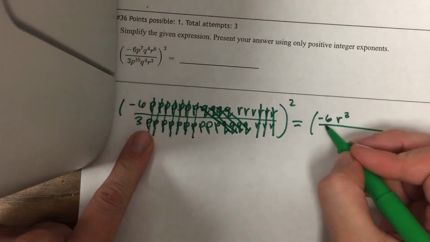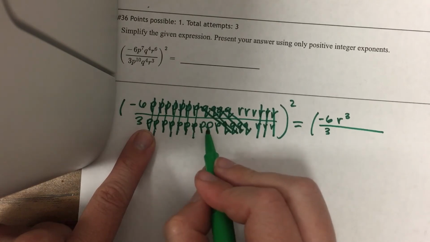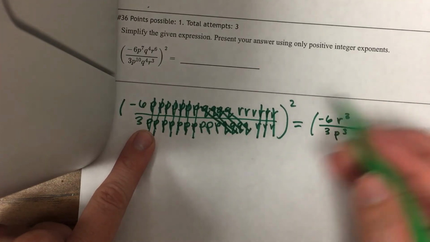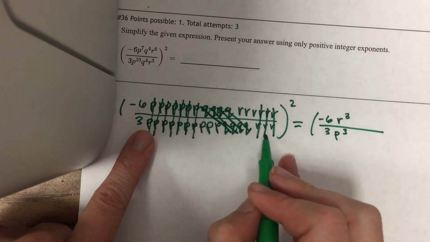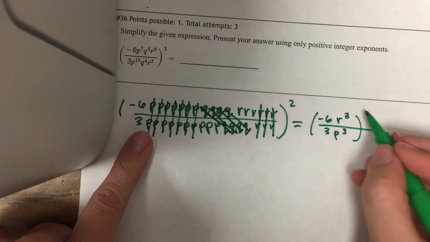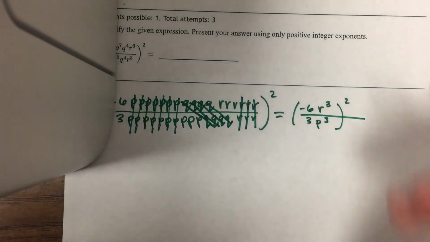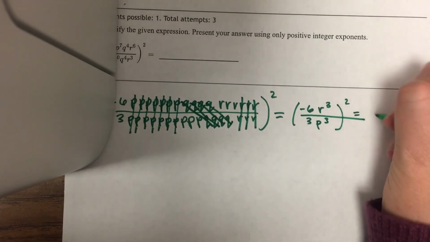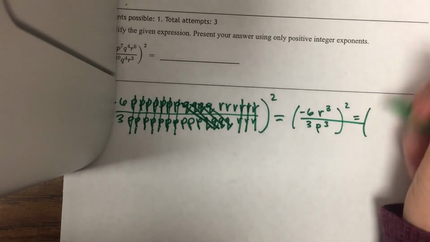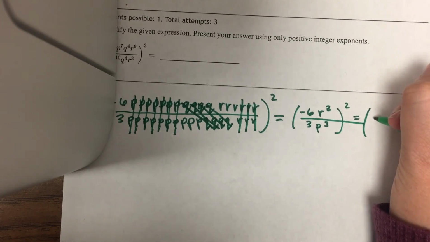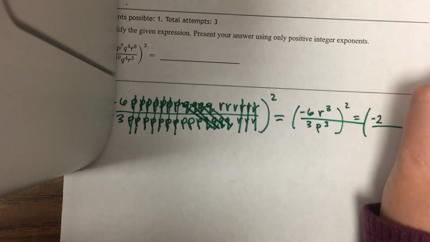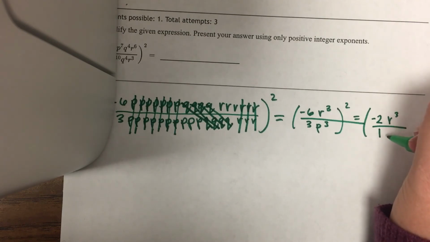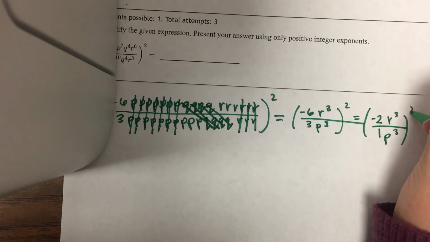Now let's check this. 3 P's, no Q's, and no R's. And it's squared still. Now, can you reduce this fraction? That might be nice if we reduce that. That would reduce to negative 6 divided by 3, which is negative 2 over 1. R cubed, P cubed, squared.